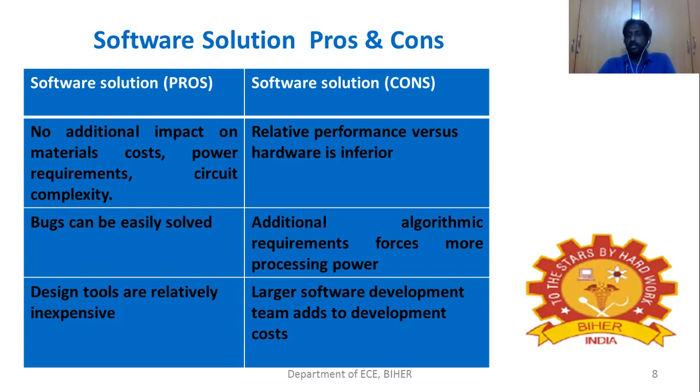And then additional algorithmic requirements force more processing power. We are using more loops and other things, which will increase the execution time. If the execution time increases, it will require more processing power. And then a larger software development team adds to development cost. We need to develop more modules and other things. It will increase the size of the software team, so it will also be reflected in the development cost. So development cost ultimately increases if we are using larger software development packages.